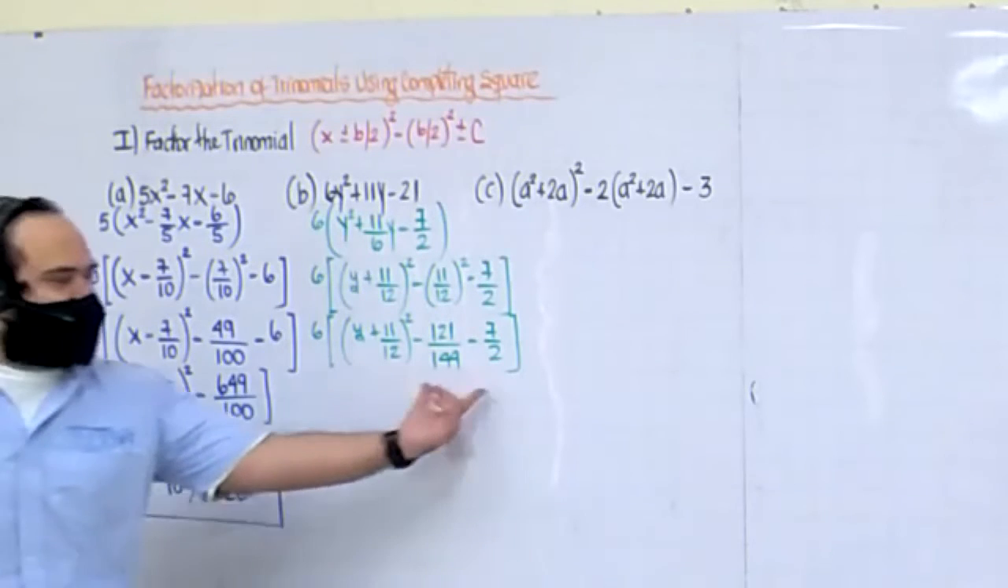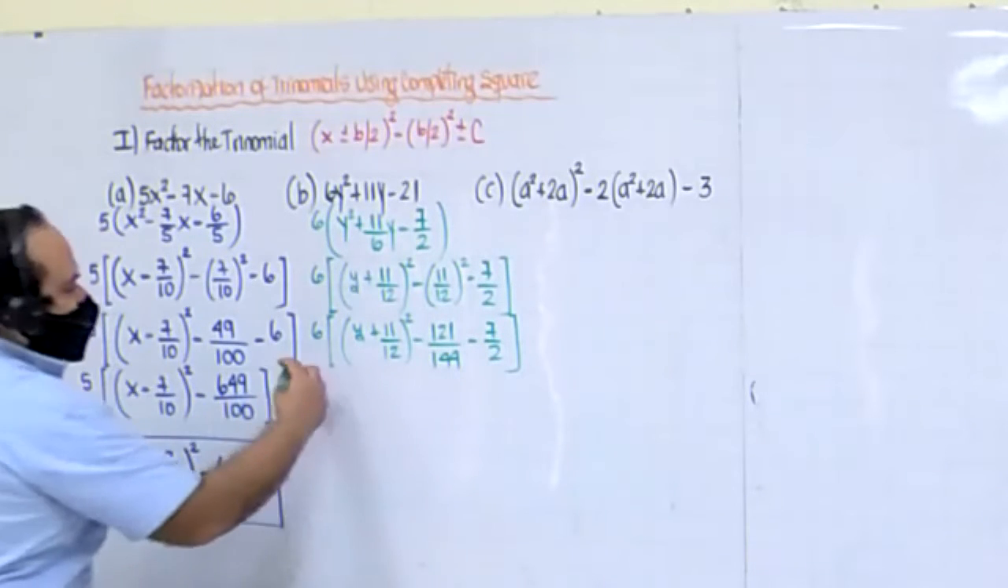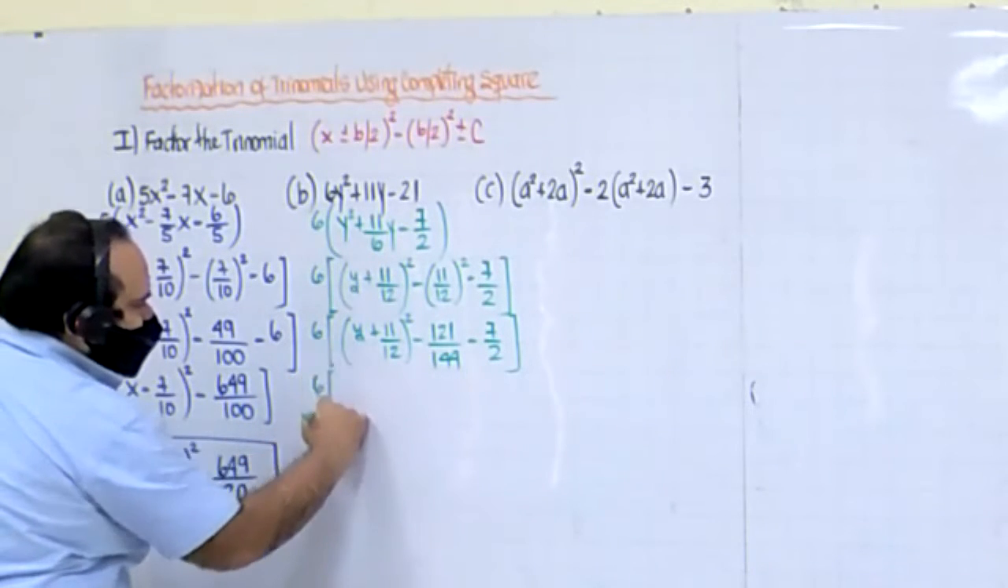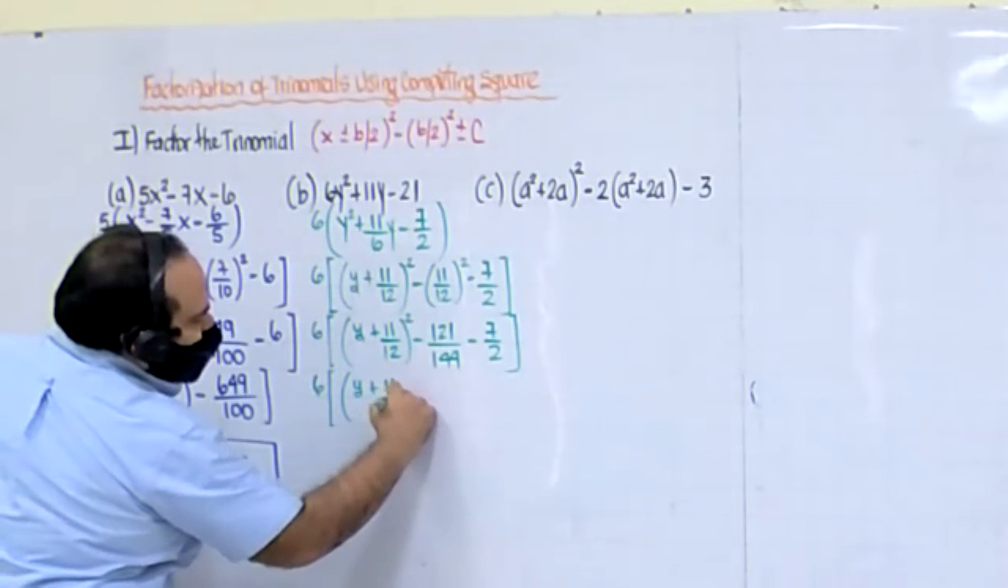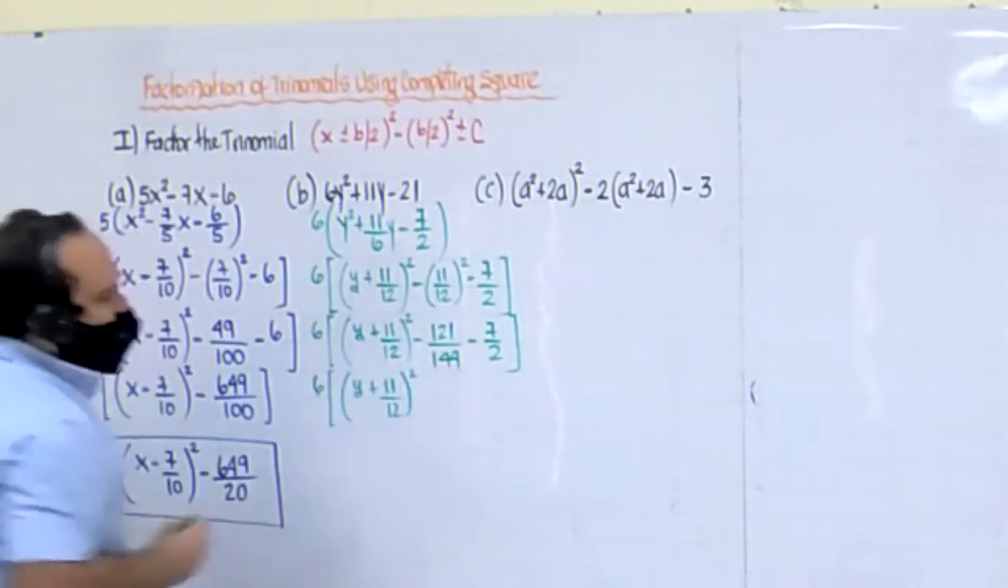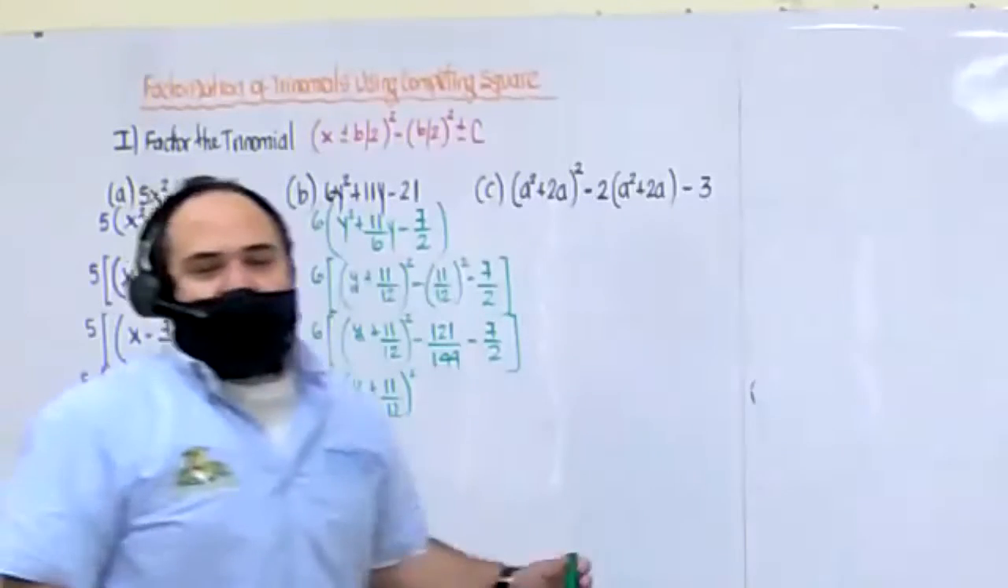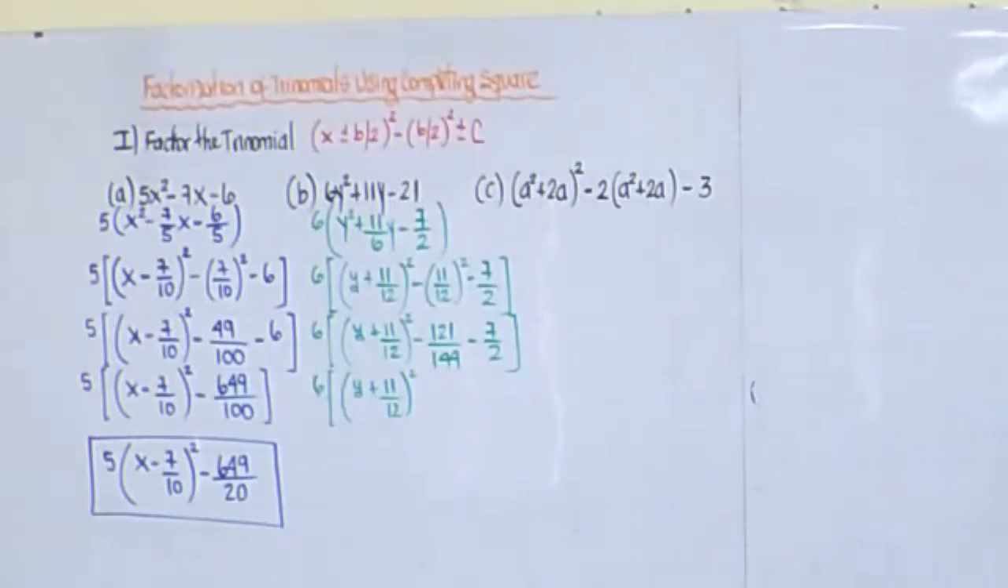Continue. Now we must add these two fractions. Okay, copy y plus 11 over 12 squared, and we must apply like terms. I mean, -121, excuse me, 720.